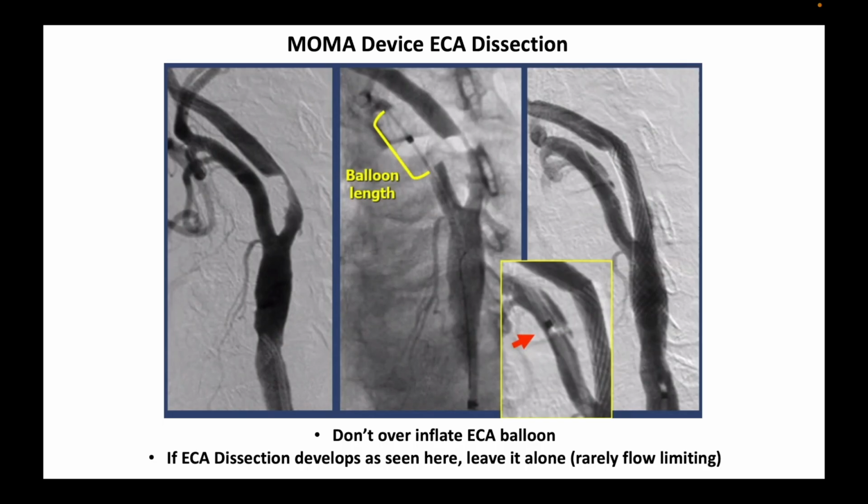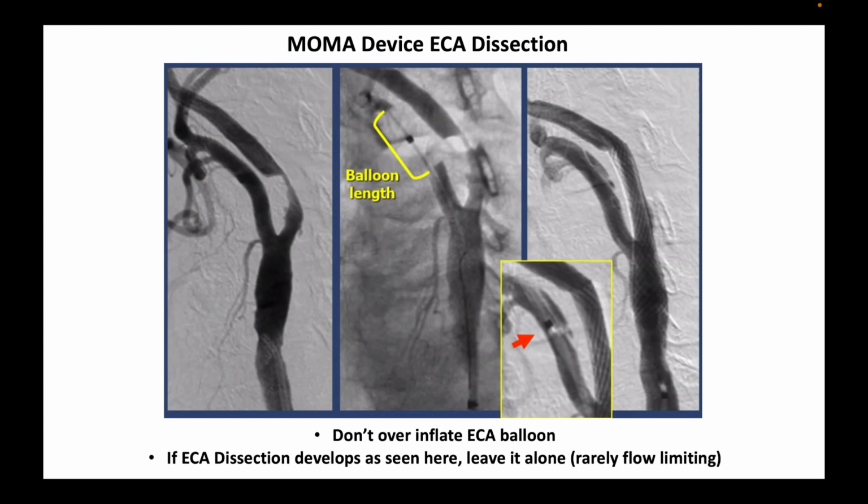With the MoMA device, make sure you don't overinflate the balloon. So how do you know when the inflation is sufficient? Once the balloon loses its circularity and becomes rectangular in shape, that means it's now expanding along the vessel walls. So now you don't need to further inflate the balloon. It has already occluded the vessel.